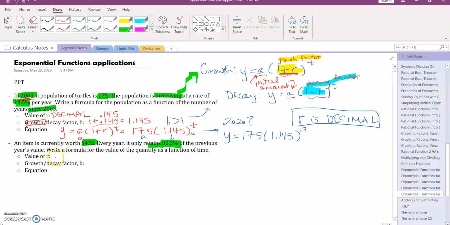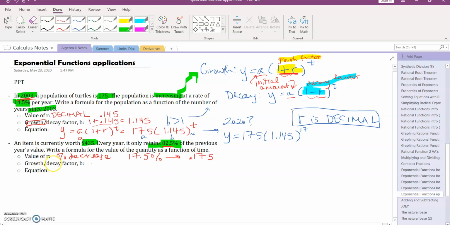Here I don't give you a starting year for when time starts. That's okay though. So my value of r. Now you have to be really careful here. This is the percent decrease. I am not going to put 0.825 here because I'm not losing 82.5% every year. I'm retaining 82.5% every year. If I'm retaining 82.5% every year, that means I'm losing 17.5% of the value every single year. So that means my value of r is 0.175.